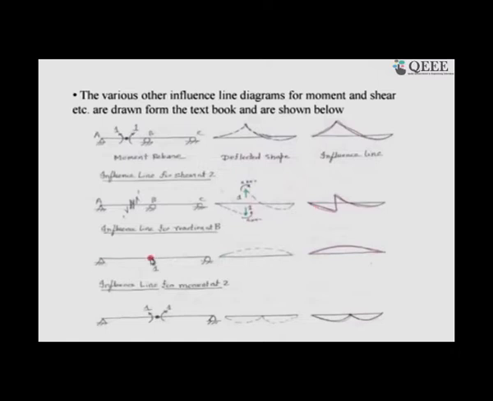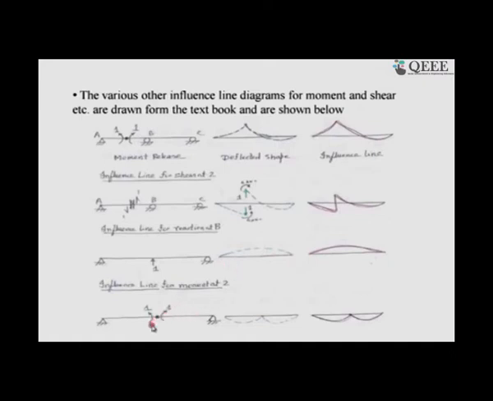Similarly, it is much easier to understand if you are interested in the middle portion, the reaction at B instead of the reaction at A. You can remember, as in the reaction of A it deflected like this, because A was going up. Now at B, if you put a unit load, it will definitely deflect like this. So this curved line is the influence line diagram qualitatively for the reaction at B.